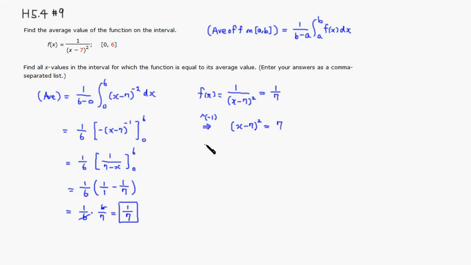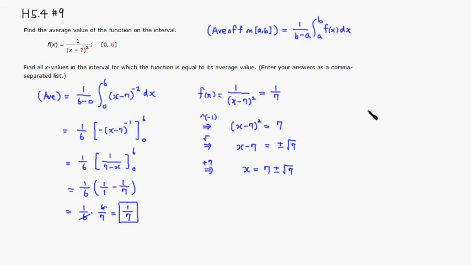Then take the square root of both sides to get x minus 7 equal to plus or minus the square root of 7. Then we can just add 7 to both sides to get x equal to 7 plus or minus the square root of 7.